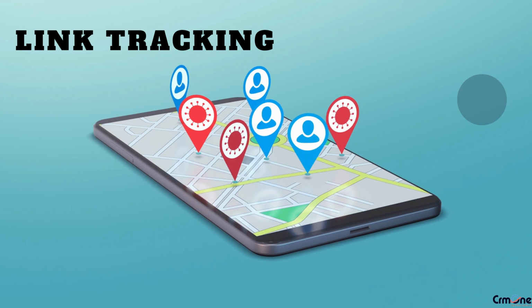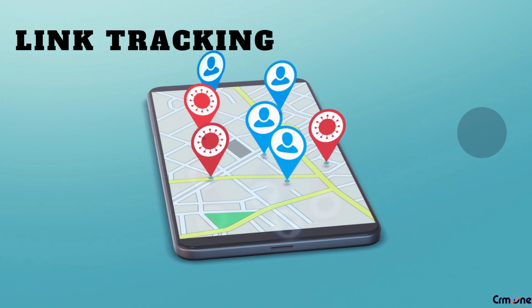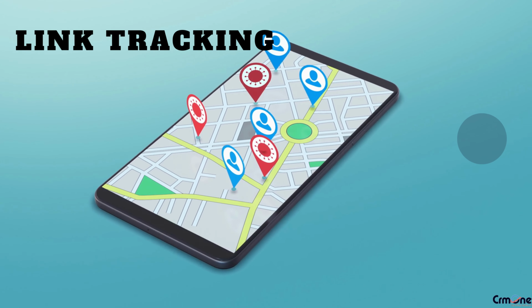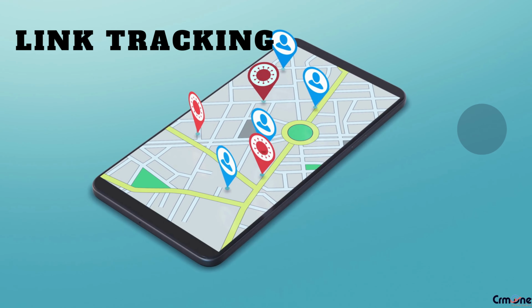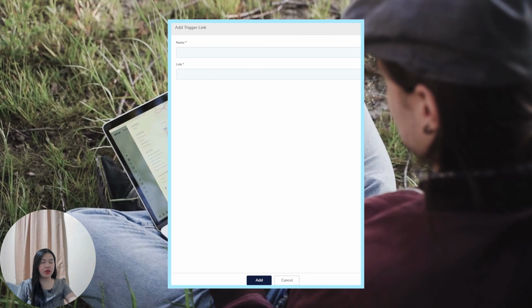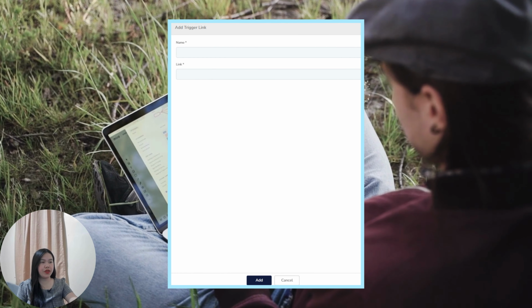Now, let's move on to the link tracking. This is where you measure the effectiveness of your marketing campaigns, channels, and activities. Now, if you wanted to add a new link, you can put the details over here.